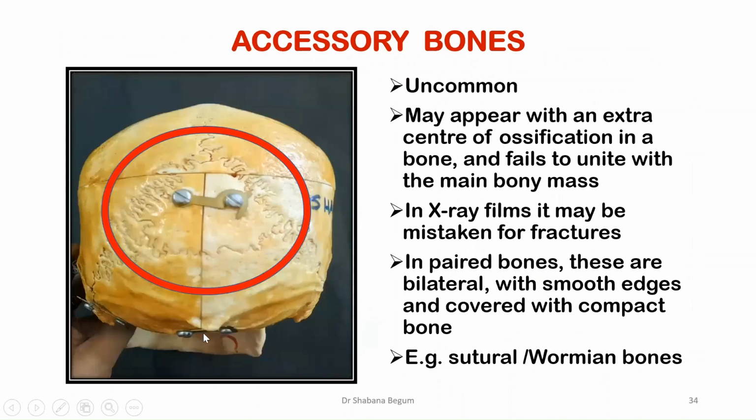Accessory bones. Accessory bones are usually uncommon. They appear with an extra center of ossification in a bone and fail to unite with the main bone. In X-ray, it is usually mistaken for a fracture, but the difference is that in paired bones, these are usually bilateral and they have smooth surfaces and are covered with compact bone. Examples are the sutural and the Wormian bones.